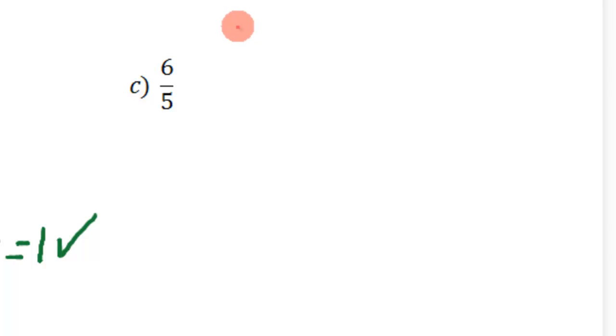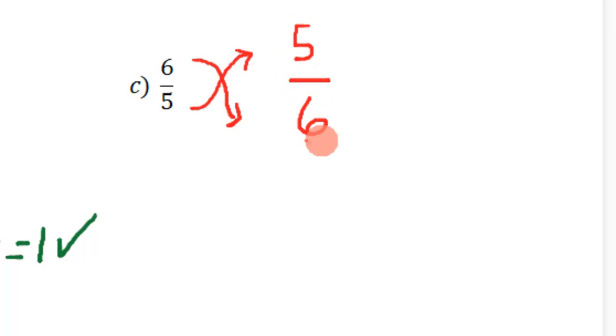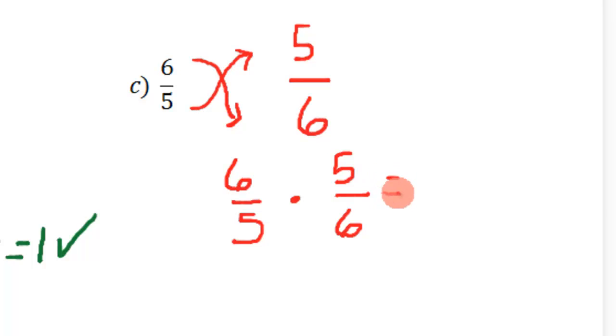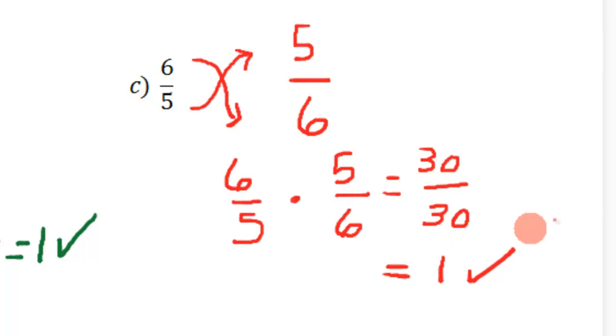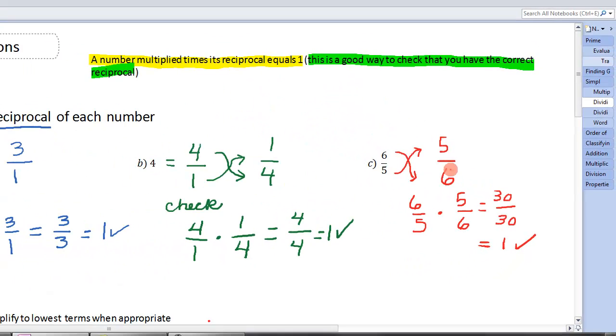This next fraction is 6/5. Again, let's switch those two, and the reciprocal will be 5/6. And we're going to check 6/5 times its reciprocal, 5/6, equals, multiplying across, 30 divided by another 30, so it equals 1, and it checks. So oftentimes I will tell my students that to find a number's or a fraction's reciprocal, just flip the fraction upside down.